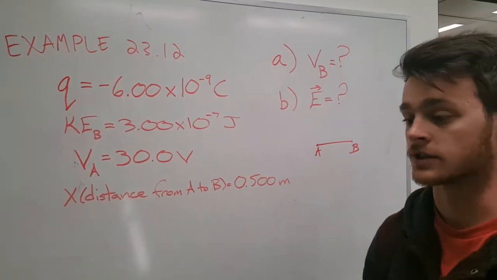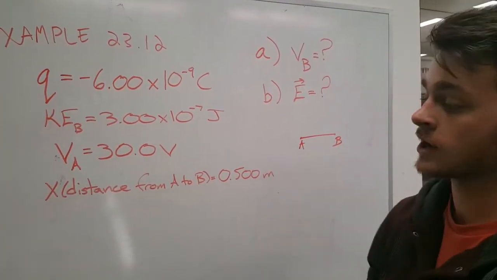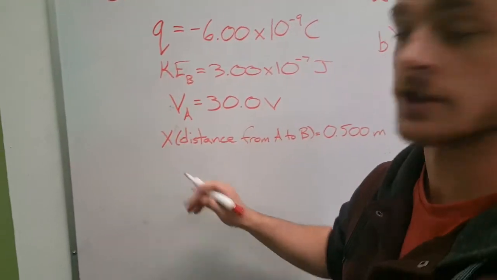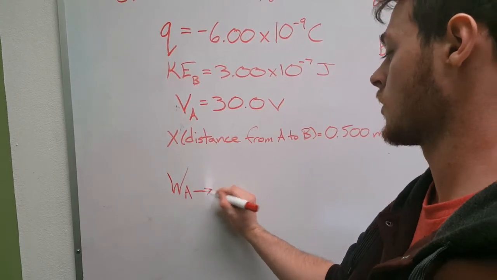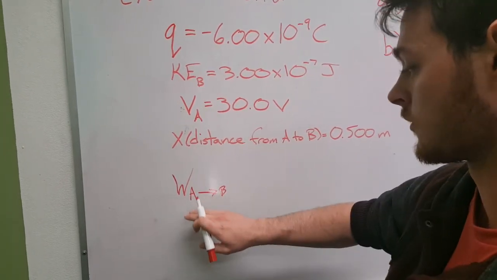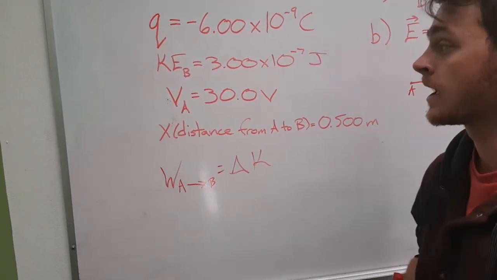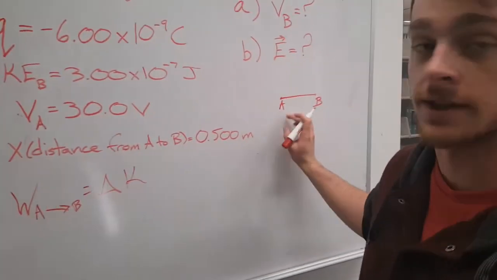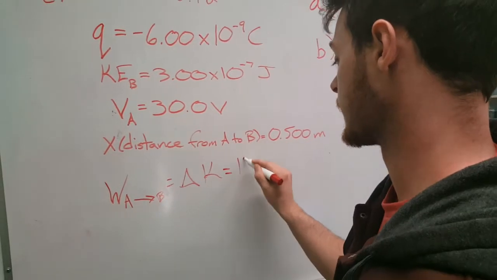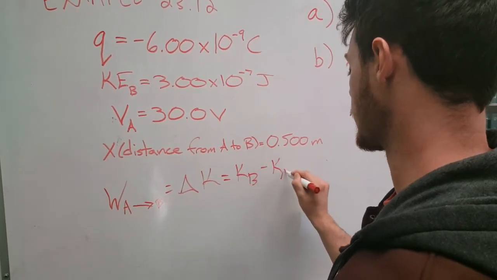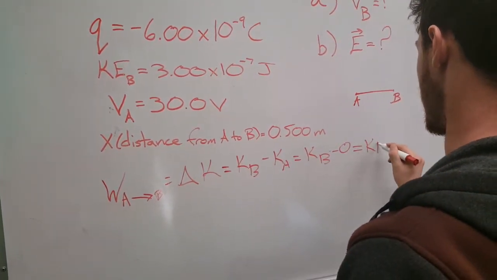This problem uses the work energy theorem because we're talking about an electric field doing work to move a charge. So we can use that equation to help us solve it. The work from moving a particle from A to B is equal to the change in kinetic energy of the particle. We're told that the particle is at rest at point A, so its kinetic energy there is 0. So we can say that KB minus KA is KB minus 0, which just gives us KB.